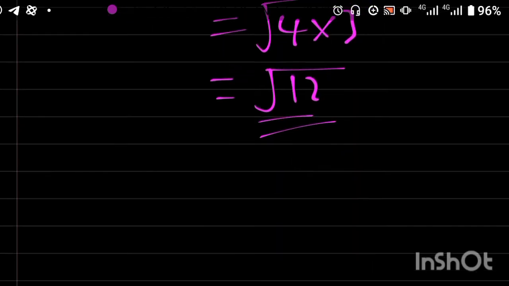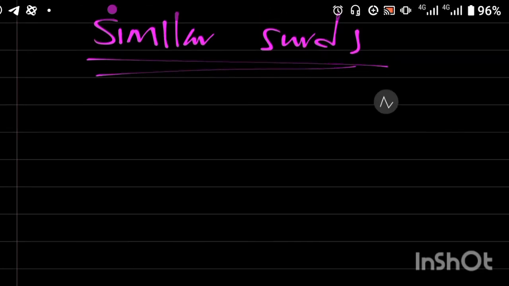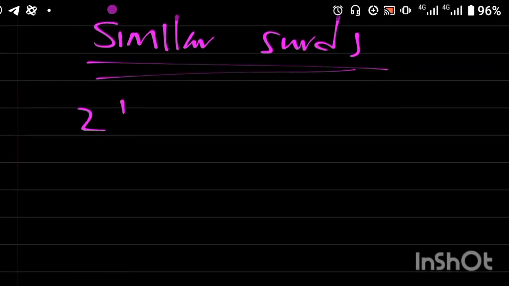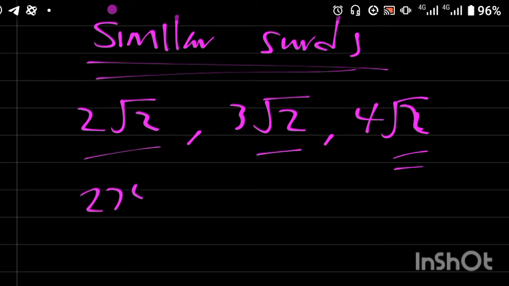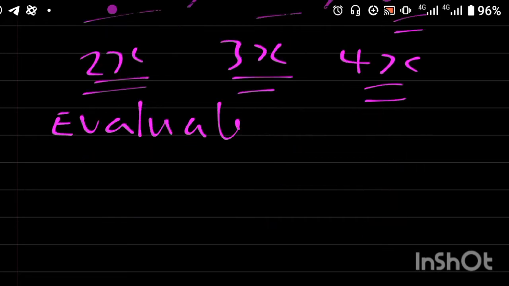Now let's talk about similar surds. If I have similar surds, take for instance 2 root 2, 3 root 2, 4 root 2, all these surds are similar. It's just like you have 2x. Let's take our root 2 to be x. It's just like we have 2x, 3x, and then 4x. Are they not similar? These are similar.